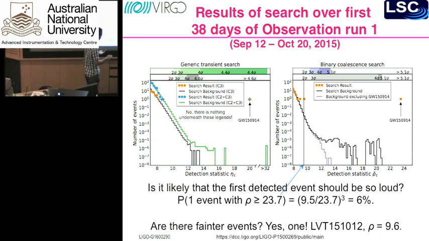So this detection statistic on the x-axis is effectively the SNR, and this is a histogram of how often those things should happen in whatever time period you've got. In this case, the time period is 38 days. So if you're looking for SNR 8, there should be 10 of those in a 38-day period. It's kind of like SNR, but there should be 10 of them in a 38-day period.